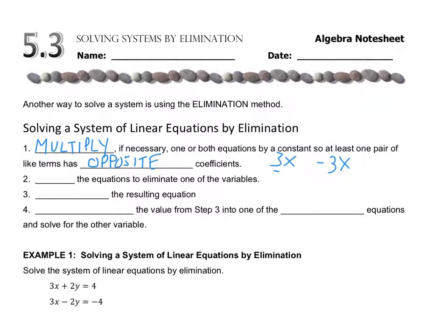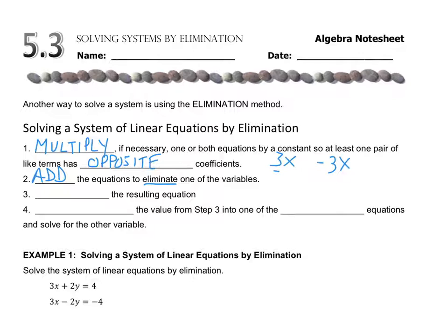So then the second step says that we are going to add the equations to eliminate one of the variables. Well, if you think about it, 3x plus a negative 3x becomes 0. So that's where the eliminate comes in. Now you also could subtract, and you might hear that from a future teacher, but in introduction here we're trying to understand the easiest way. The adding is the easiest way, by opposite coefficients.